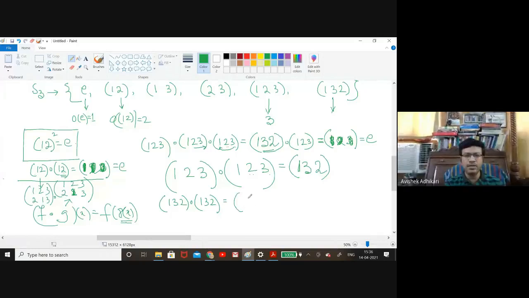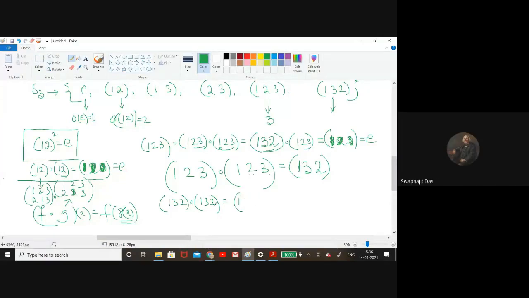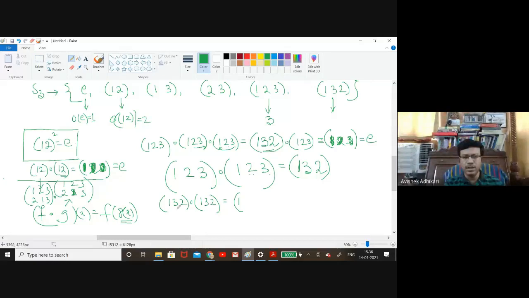Okay, what is this value then? (1 3 2), (1 3 2). Again 1 goes to 3, 3 goes to 2, that means 2, and then 2 goes to 1, 1 goes to 3, that means 3. It has to be, it exhausted all the elements. So now (1 3 2) whole cube equals identity, and you can check this is the identity element. So the order is 3, and the other order is 2, and this order is also 2.